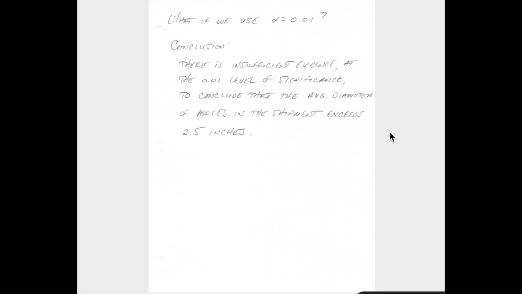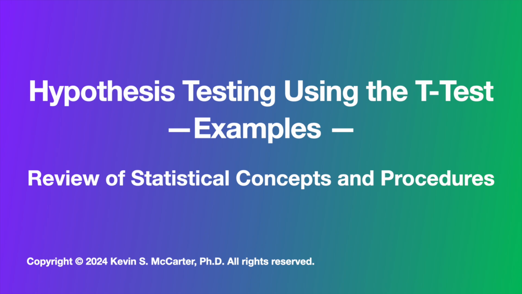So we can see here again how the decision that we draw, the conclusion that we make from the data, depends on the level of evidence required in order to reject the null hypothesis. And the level of evidence required is related to the significance level that we use. The larger the significance level we use, the less evidence we're requiring against the null hypothesis in order to reject it. The smaller the significance level we use, the more evidence we're requiring against the null hypothesis in order to reject it.